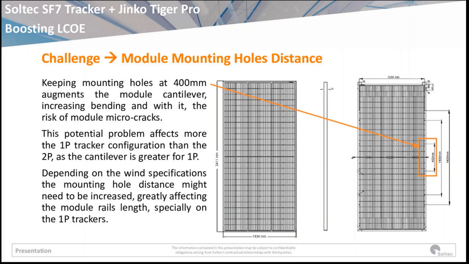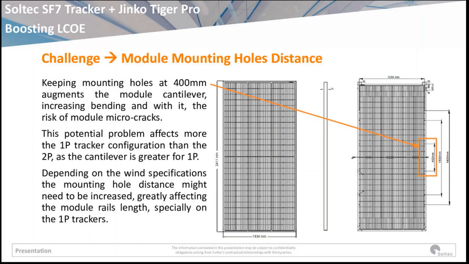Well, I'm bringing here another challenge related to the size of these large area PV panels, which is the module mounting holes distance. It is a market standard to use a 400 millimeter distance to fix the PV panels to the rails, but keeping these mounting holes at 400 millimeters augments the module cantilever, increasing the bending and, with it, there is a risk of having module micro cracks. This is a potential problem that may happen more in trackers in 1P configuration, because the cantilever is higher in these trackers compared to the 2P configuration that we have.